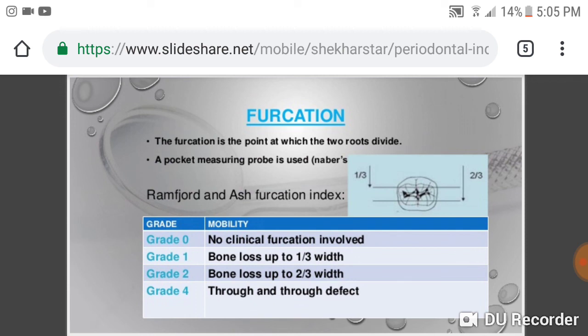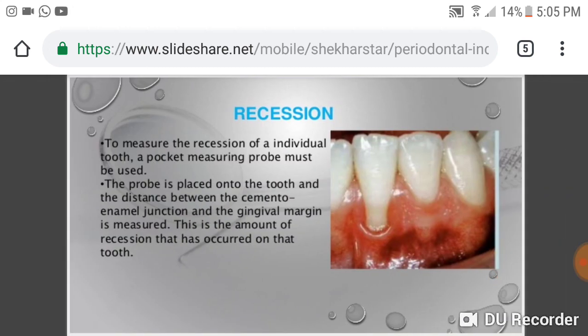Furcation. The furcation is the point at which the two roots divide. A pocket measuring probe is used. Nabers probe is used. Glickman furcation index. Grade 0, no clinical furcation involvement. Grade 1, bone loss up to 1/3 width. Grade 2, bone loss up to 2/3 width. Grade 4, through and through defect.